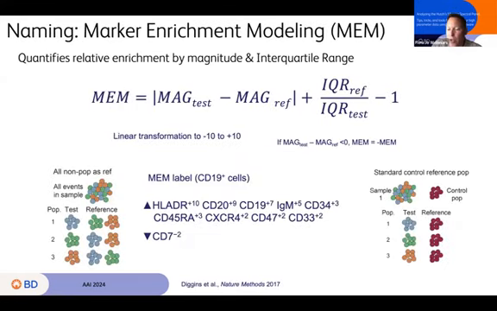And we can know which markers are being expressed on each of the clusters we found in T-Rex using this next tool, also out of the Irish lab that I'd like to talk about, marker enrichment modeling, so MEM. And what this is going to do is take the magnitude of expression, so typically a fluorescence intensity of whatever your population of interest is, your test, versus some reference.